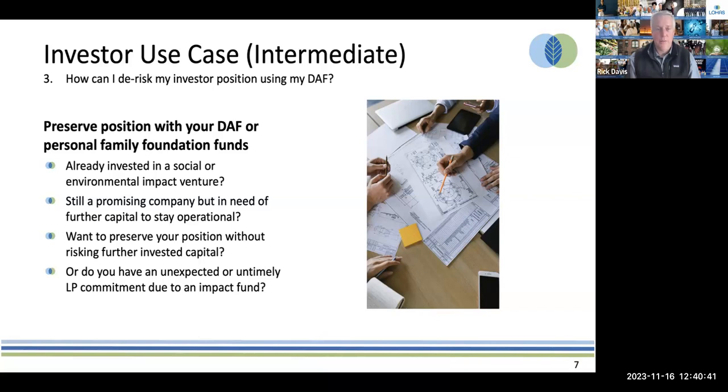And so, if you've already invested in something, and you still believe in the company, but they need more money, and you are reluctant from a financial perspective to invest further funds at this stage in the company, you're in that in-between zone that angel investors and early stage investors in general often find themselves in. Do I continue to financially support this company at the stage it's at? This is an ideal use case for a donor advised fund. You can help the company reach its next stage without risking further capital, but preserving your original investment position.